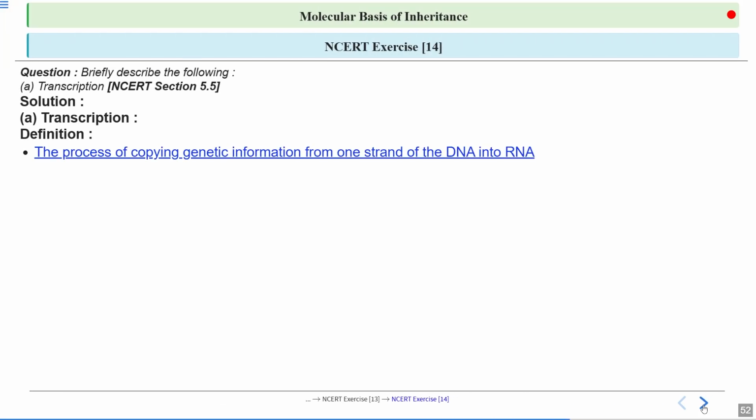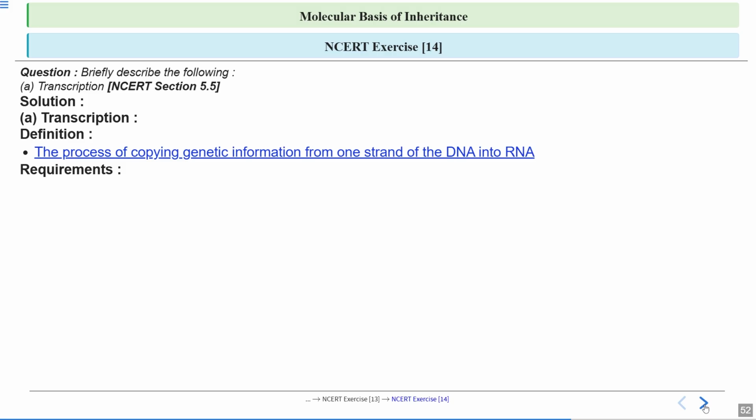So if we talk about transcription, what is transcription? It is a process of copying genetic information from one strand of DNA into RNA. So if we define the process of transcription, it is a process in which genetic information is copied from one strand of DNA into RNA.